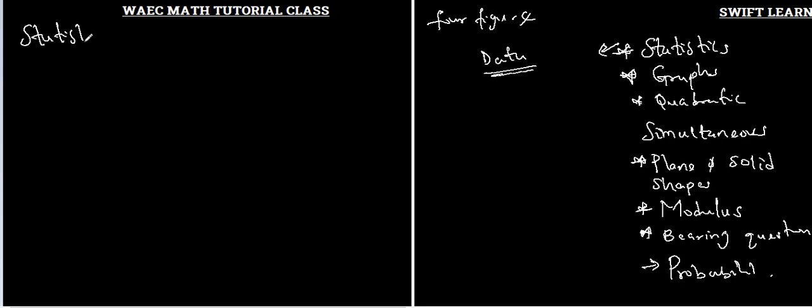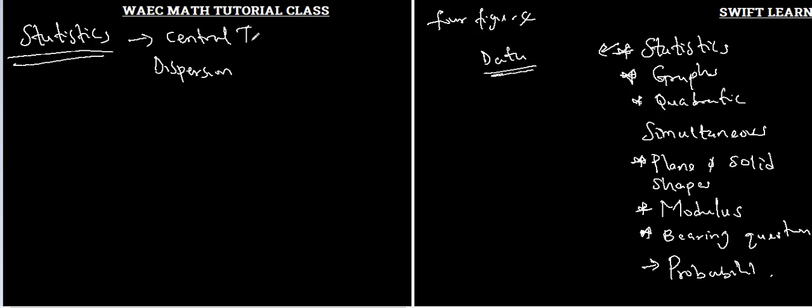So in statistics, we have how to present data. We have what we call measure of central tendency, and we have measure of dispersion. So I'll just give you an overview.